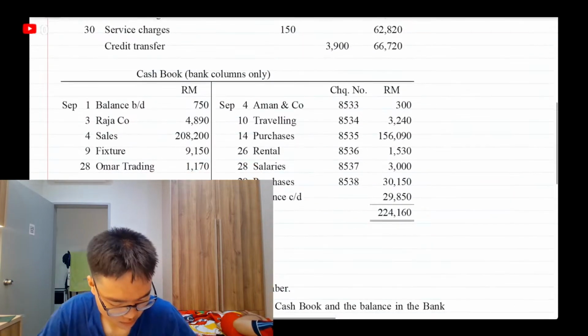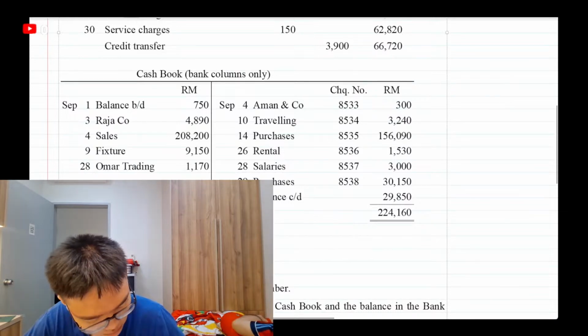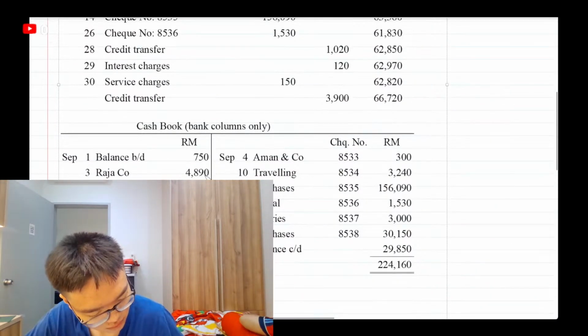So as usual, we start with comparing the debits in our cash book with the credits in our bank statement. Okay, first one. 4,890 ringgit.